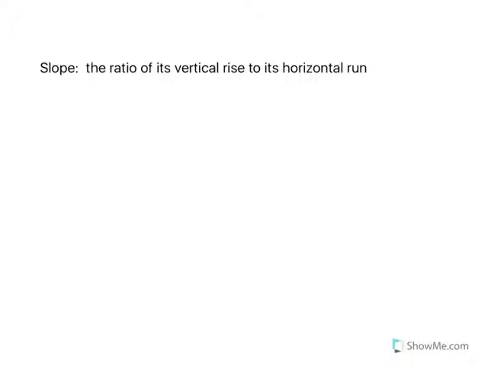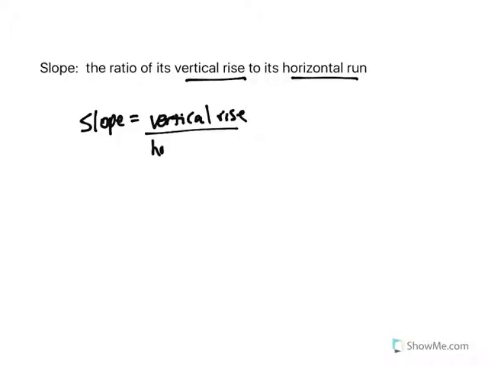So the definition of slope is the ratio of a line's vertical rise to its horizontal run. Since it's a ratio, we can write this like this: vertical rise to horizontal run, vertical rise over horizontal run.